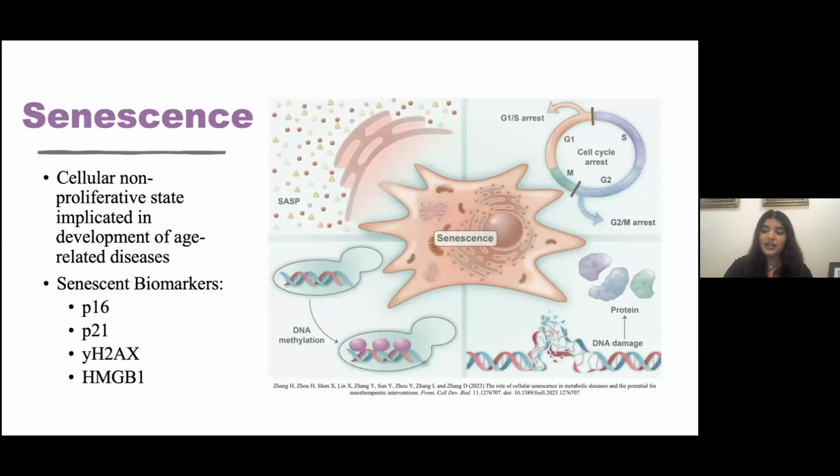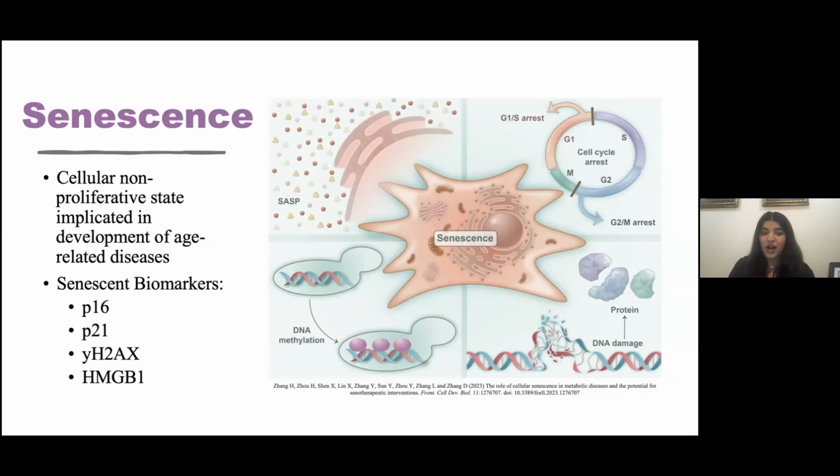So to begin, a little bit about what is senescence. Senescence is the cellular non-proliferative state, and it's implicated in the development of various different age-related diseases. There are many causes of senescence, including one being SASP, a senescence-associated secretory phenotype. These are factors that are released. There's also cell cycle arrest, in which various phases of cell cycle development cause the cell to be arrested. There's DNA damage, as well as other factors such as DNA methylation.